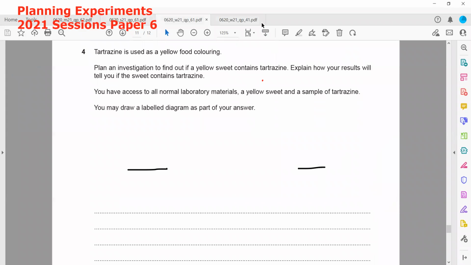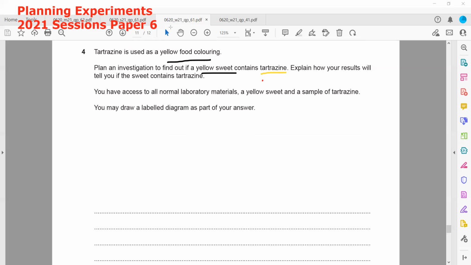Then another question. Tartrazine is a yellow food coloring. Plan an investigation to find if a yellow sweet contains tartrazine. How can we find this, because in chromatography we cannot use the solid, we have to make a solution. Your result should explain how it will tell you if the sweet contains tartrazine, and you have access to all lab apparatus, a yellow sweet and a sample of tartrazine.